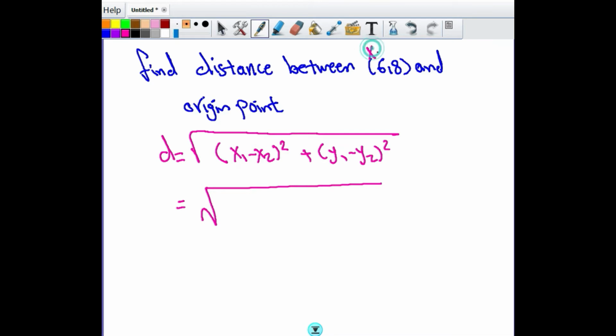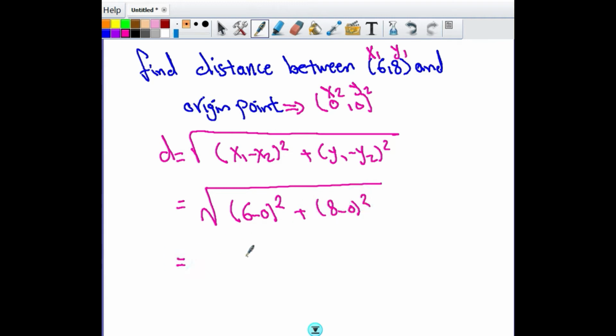Here I name the first point x1, y1. Where is x2, y2? The origin point. You translate the origin point to 0 and 0, so x2 equals 0 and y2 equals 0. After that, by substituting, we have 6 minus 0 power 2 plus 8 minus 0 power 2. Find the result with the calculator. It will be 10. 10 what? Don't forget to write 10 length unit, or 10 units. Get it? All of you get it? Okay, let's see another one.